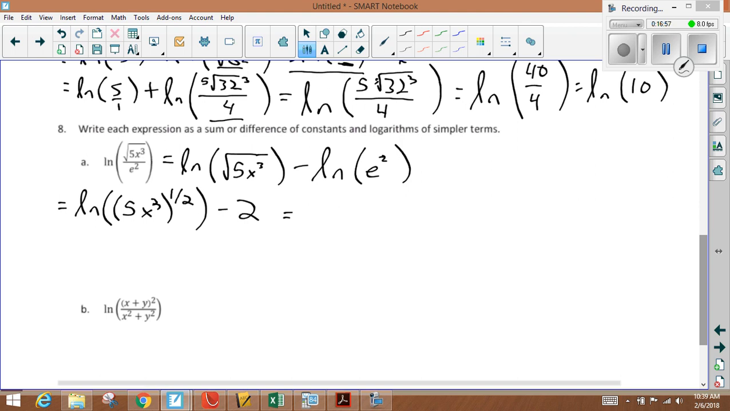Now let's go ahead and take this 1/2 and bring it out the front. So I have 1/2 natural log 5x cubed minus 2. It's getting better. So now I have to break these two things up, right? This has 5 times x cubed, which means that I can write this as a sum of 2 different logarithms. So I'm going to go ahead and do that over here. I'm going to start a new line.